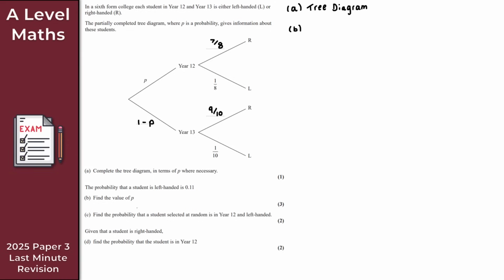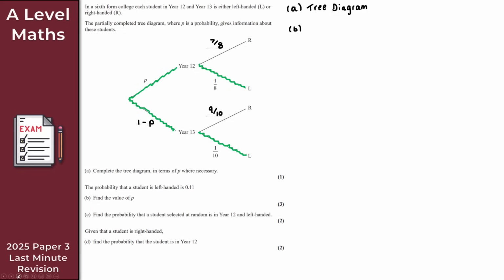So if we've got a student here, or the probability that a student here is left-handed, there's 2 ways that we can obtain that. They can be in year 12 and left-handed. That's one way to do it. The other way here is to be in year 13, and again, left-handed, right?